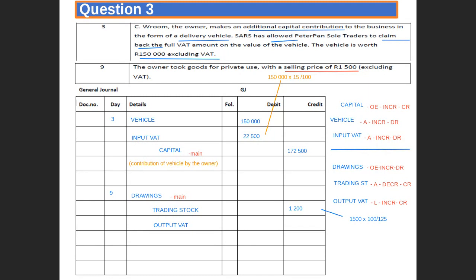Because if you use the selling price, Andy, let's talk about it a bit. If you use the selling price, it means the business sold stock to the owner. If the business sold stock to the owner, it wouldn't be drawings, okay? We would be supposed to use the selling price. But in this case, the owner took it for own use. The owner didn't buy. He just took it. So we cannot use selling price, because it looks like we sold to the owner. So we must always use cost price.